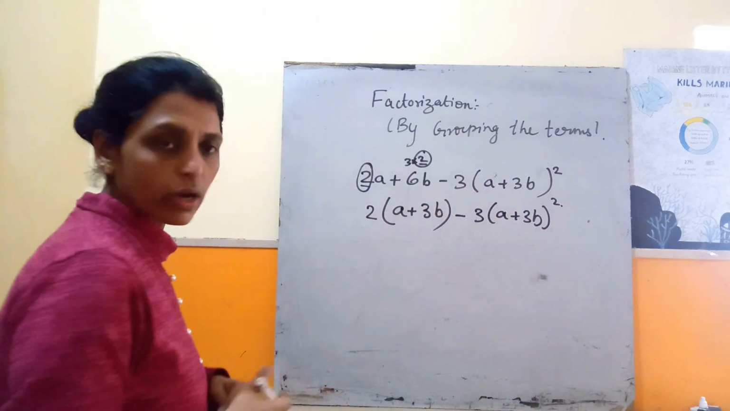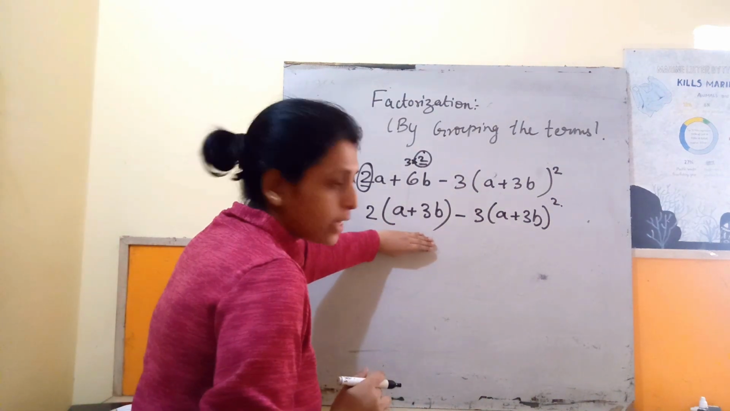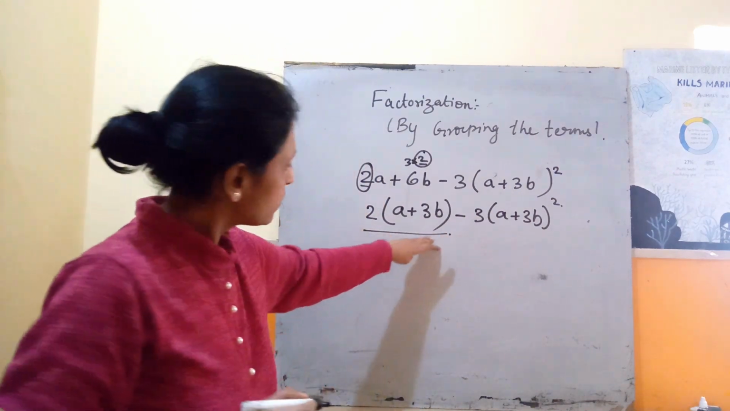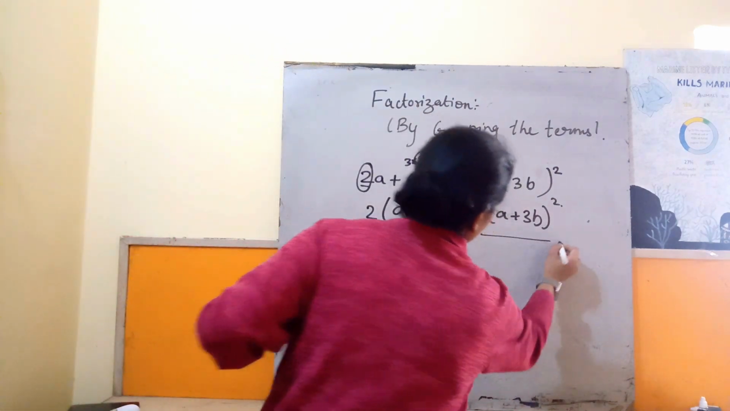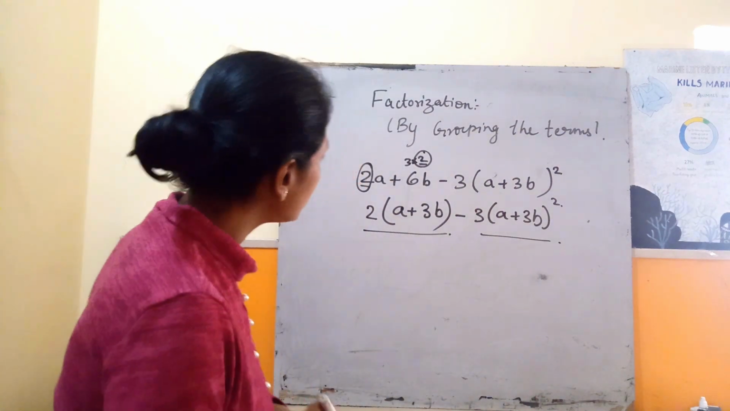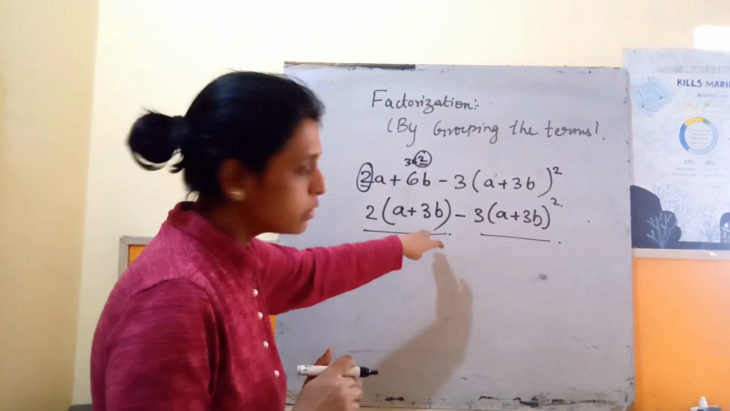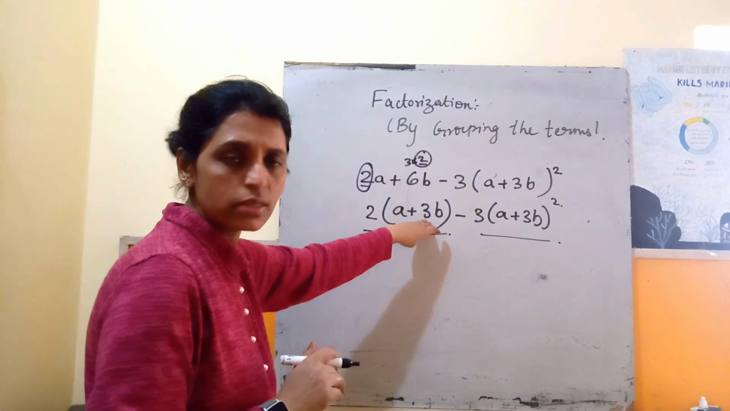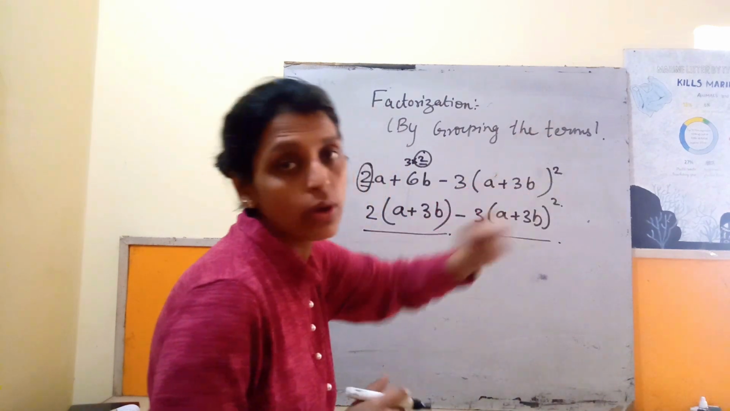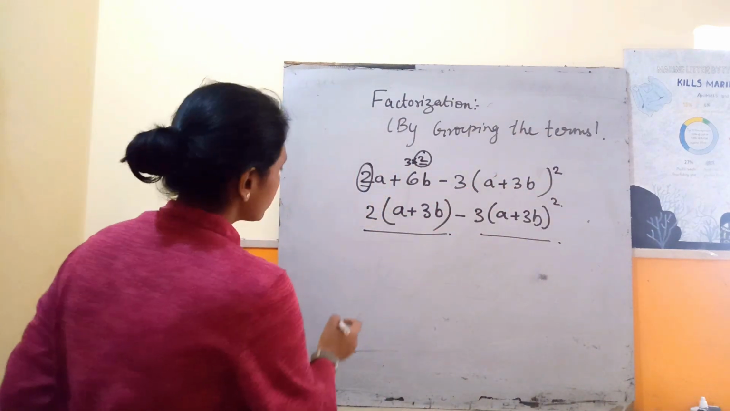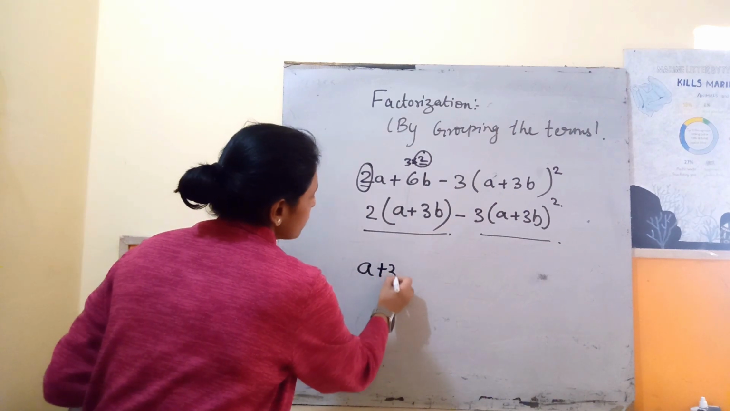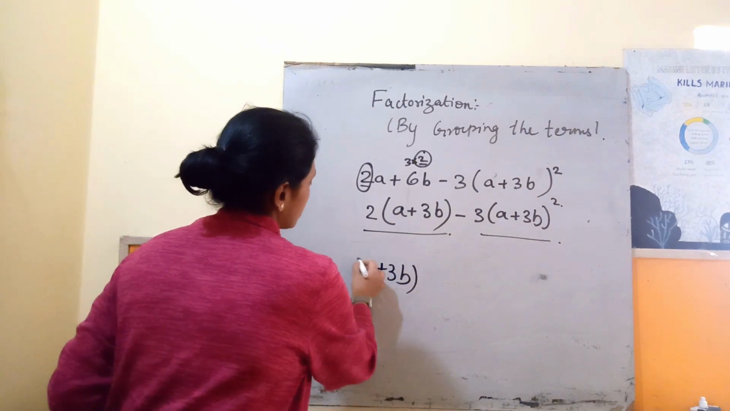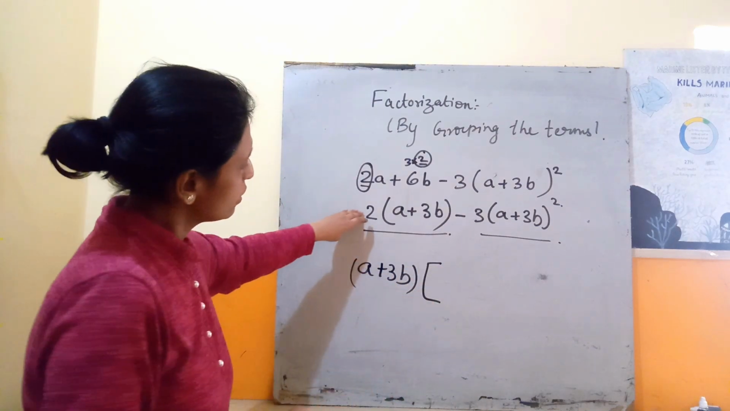Now, here a plus 3b is there. We will take 2(a plus 3b) as one term and minus 3(a plus 3b) squared as one term. Now we will find out what is common in these two terms. You can see that a plus 3b is present here, and a plus 3b whole squared is present here, isn't it? So at least one a plus 3b can be taken as common. Then we are left with 2.